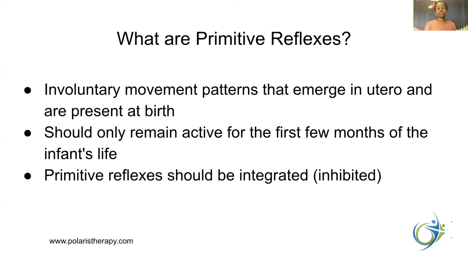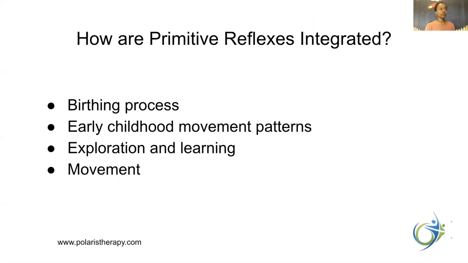When we say integrated, we mean inhibited, we mean dormant, we mean that these reflexes are not controlling the child's or the adult's movement. The adult is able to move comfortably without being controlled by these reflexes. And how are primitive reflexes integrated? Usually it's just the natural way. During the birthing process, these reflexes start to be integrated.